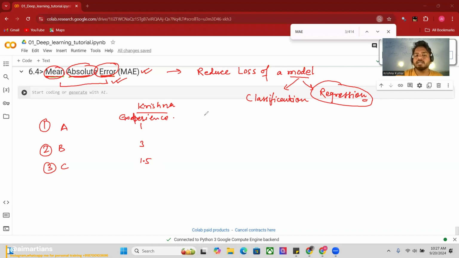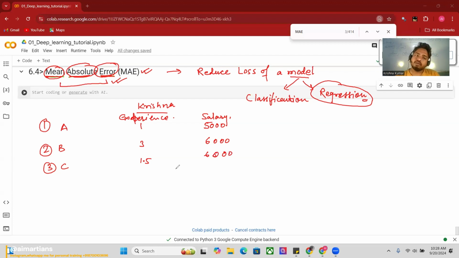Krishna is offering them salary on the basis of their experience and other factors as well, but those factors are not mentioned here. So just for now, let's say Krishna is offering them some salary. The first person gets 5,000 of salary. The second person gets 6,000. And the third person is getting 6,000 of salary as well.